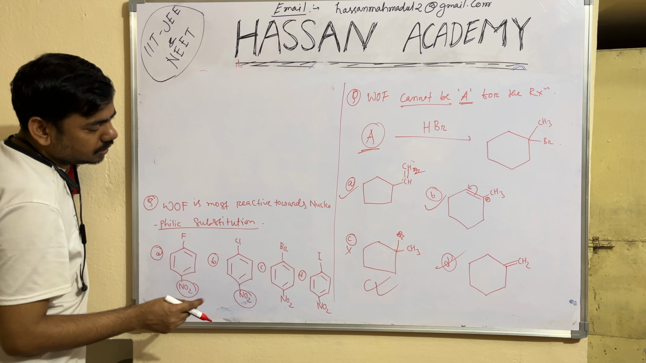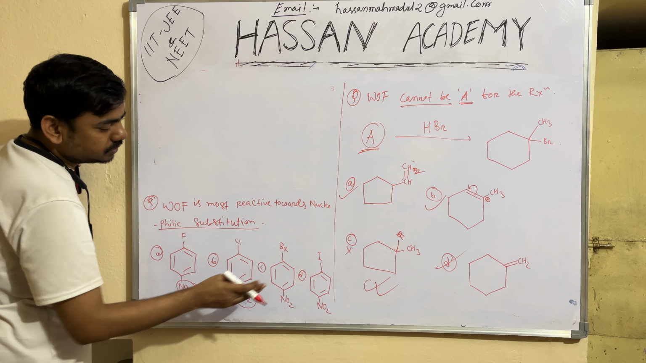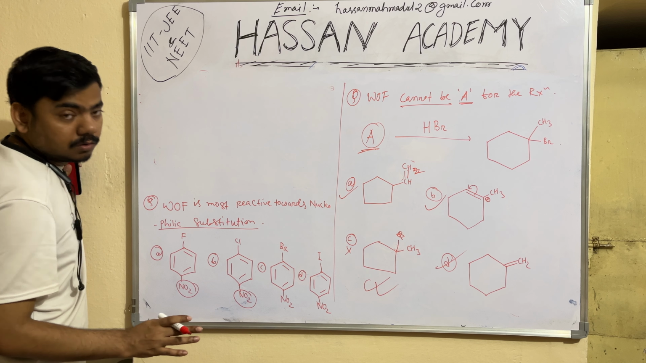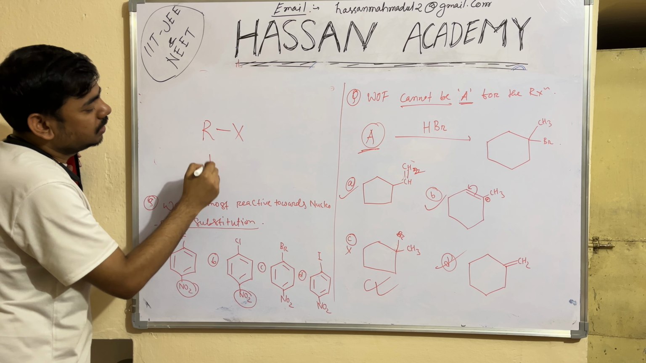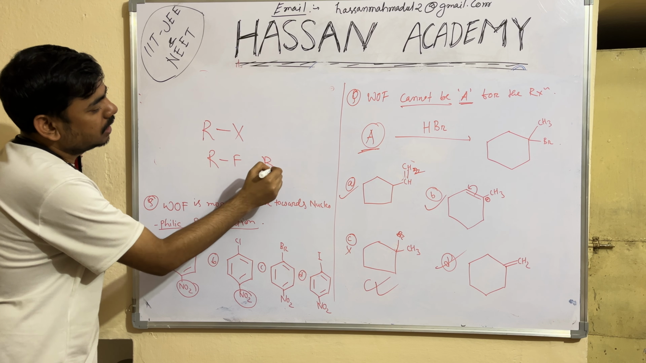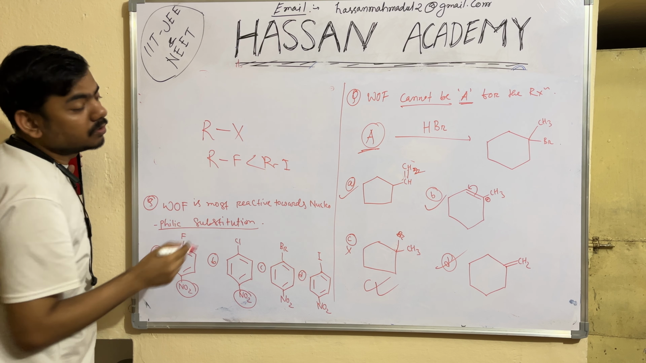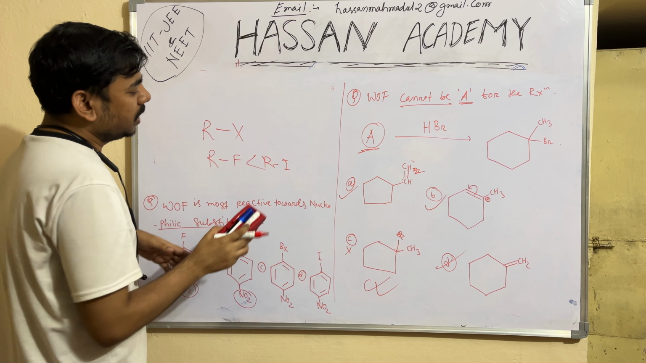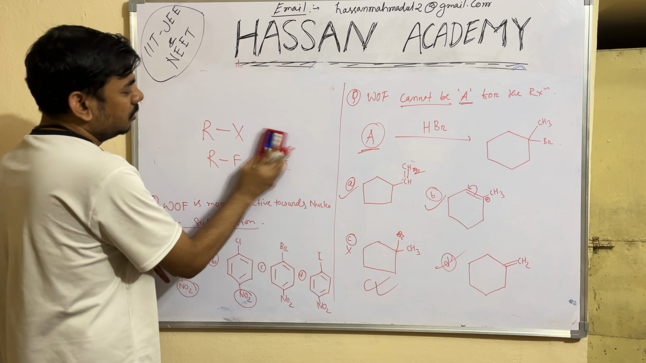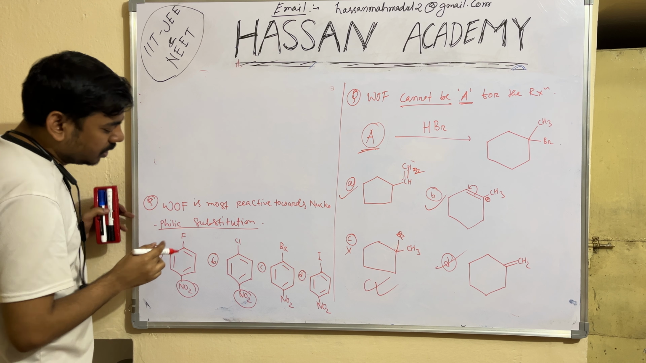Now you may be thinking here fluorine is there, here chlorine, here bromine, here iodine. We know that in nucleophilic substitution reactions, iodine is very good. But that is when it is a normal R-X, like R-F, R-I. That one is very good because iodide is a very good leaving group and it is very easy to break the bond between carbon and iodine. But in this case you have to understand one thing.